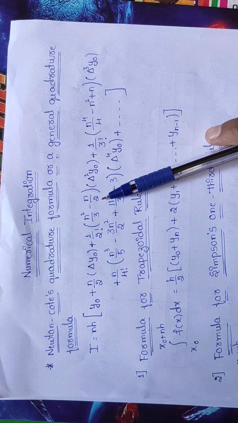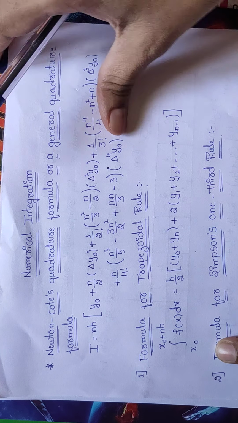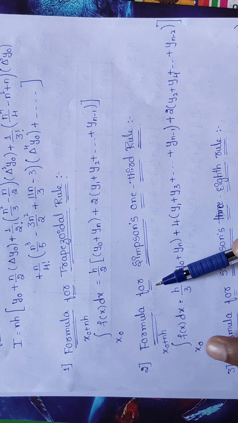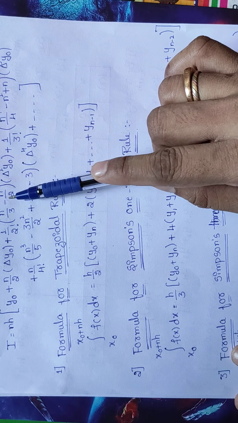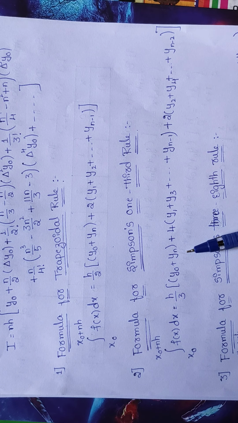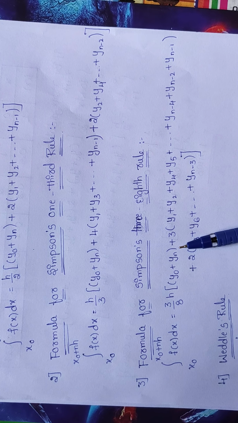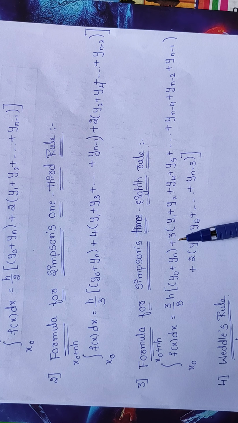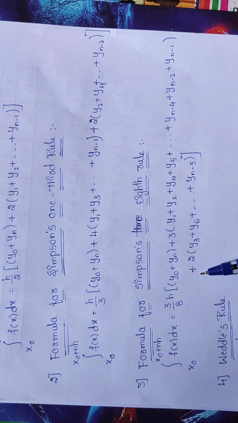If I substitute n equals 1 and solve, we get this formula, which is called the trapezoidal rule. Next, if I substitute n equals 2 in the general quadrature formula, then when simplifying we get this formula, which is called Simpson's 1/3 rule. Next, if we substitute n equals 3 in the general quadrature formula and simplify, we get this formula, which is called Simpson's 3/8 rule.